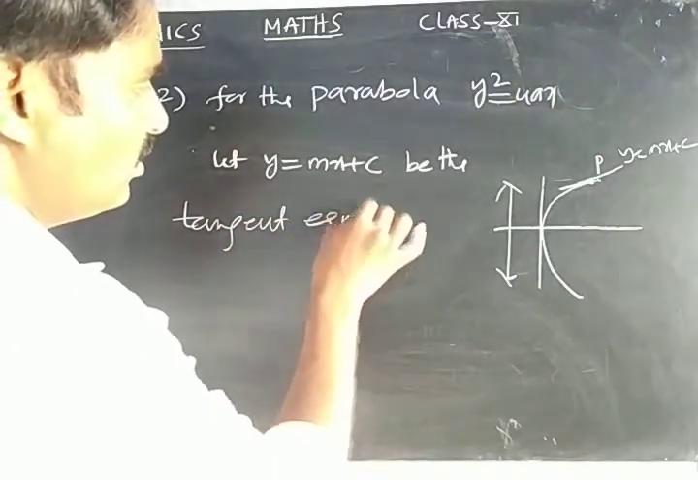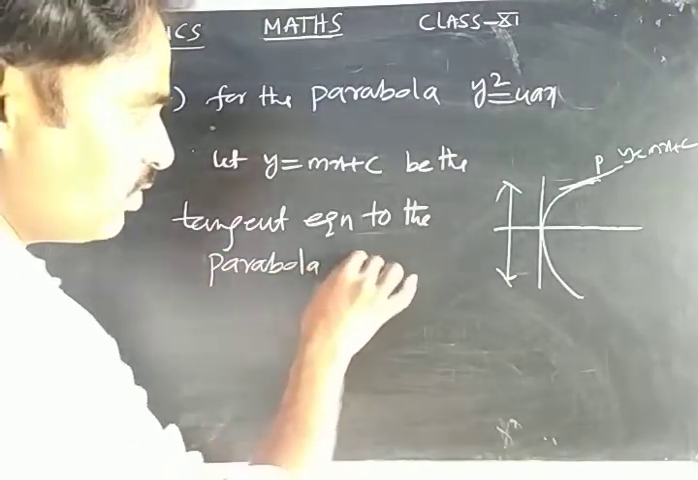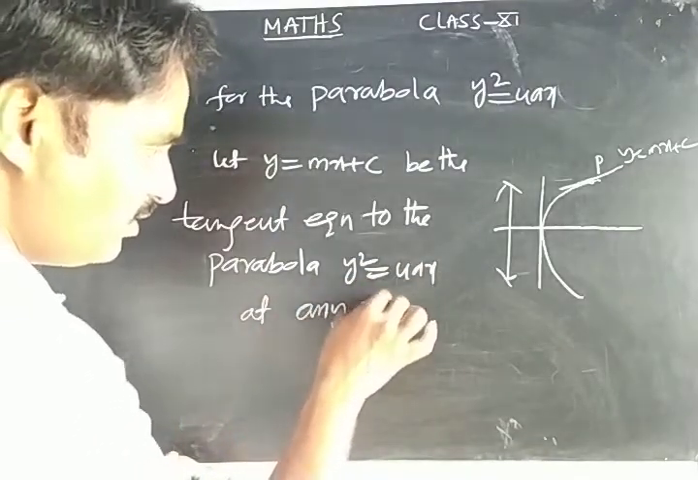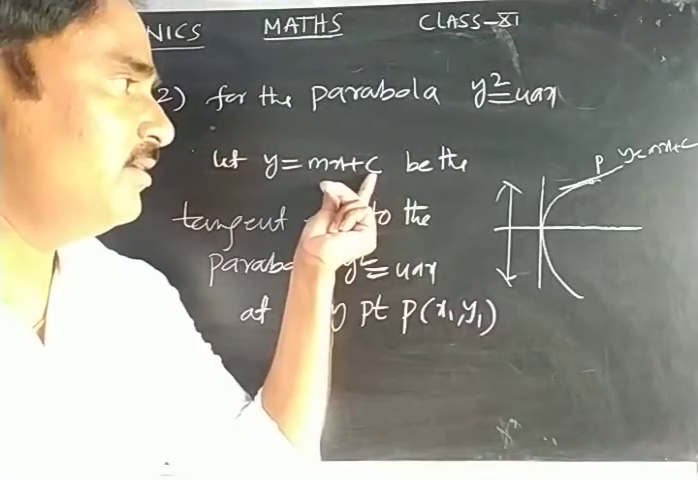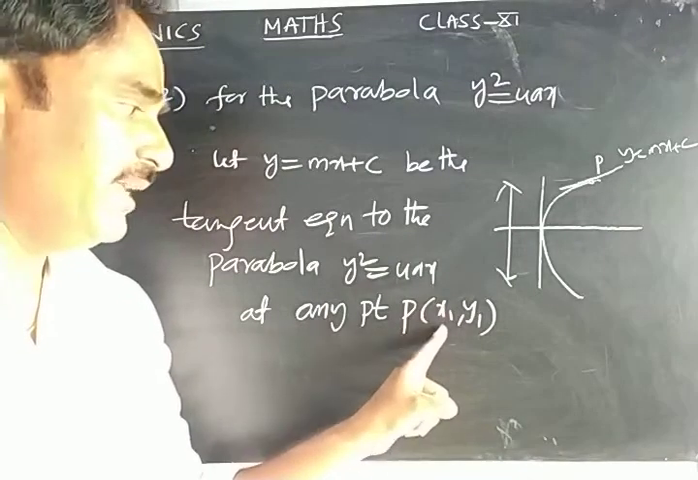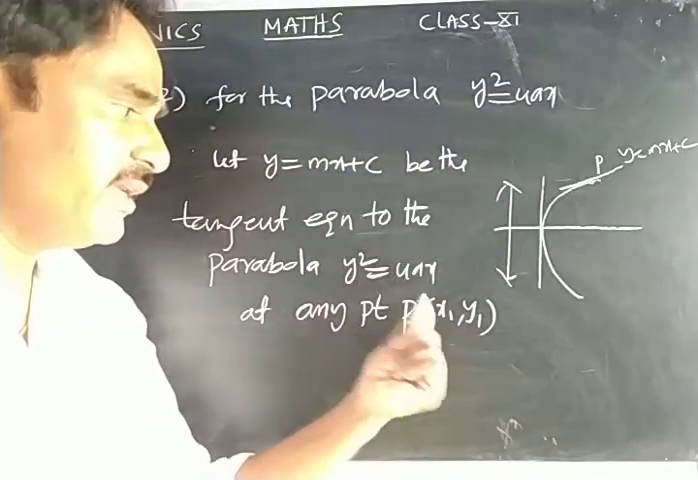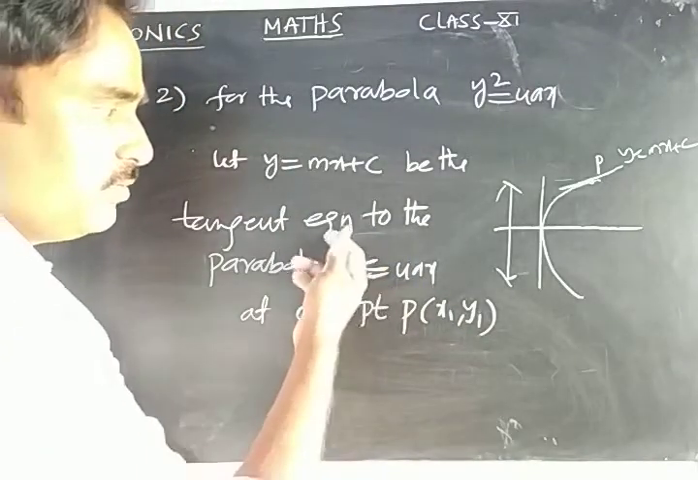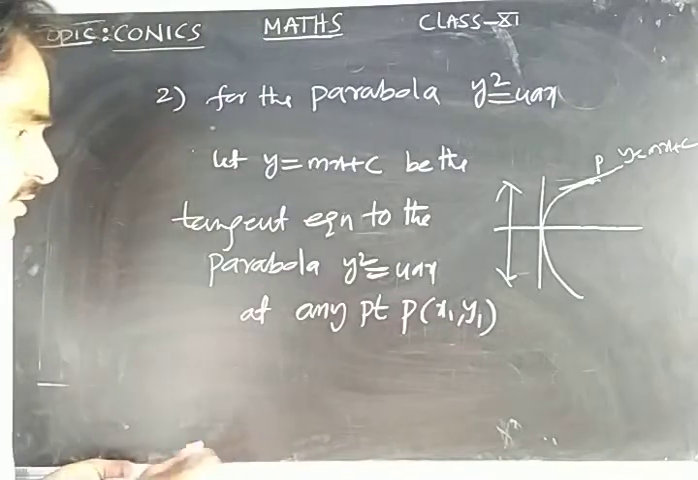Tangent equation to the parabola y square equal to 4ax at any point P (x1, y1). So I have taken y equal to mx plus c as a tangent to the parabola at any point P (x1, y1). Since it is a tangent, it will touch at exactly one point. That point's coordinates I have taken as x1, y1. Using this x1, y1, again we can derive the tangent equation. If the parabola equation is S equal to 0, then the tangent equation is S1 equal to 0, right?